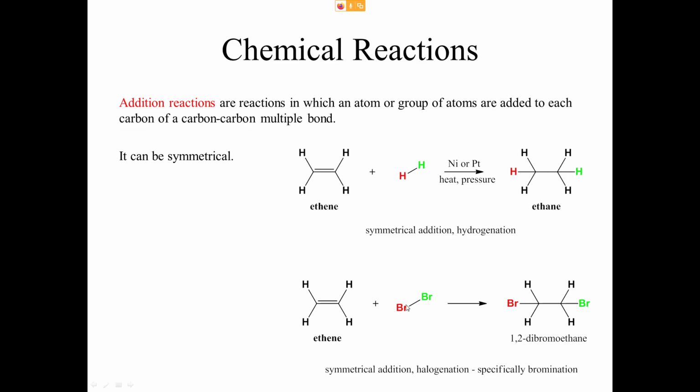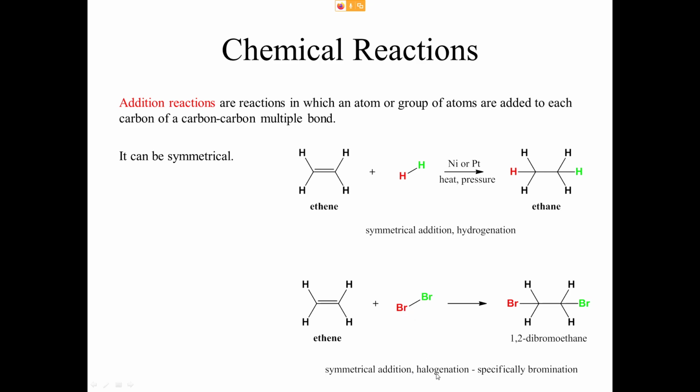If I were adding 2 chlorines, you could probably guess it would be chlorination. If I were adding 2 iodines, it would be iodination, right? So I just make the name whatever it is. But in more general, if this just said X2, remember X is our general representative for a halogen, right? So bromine, chlorine, iodine, and so forth, even fluorine. If I'm adding those, I call it halogenation.